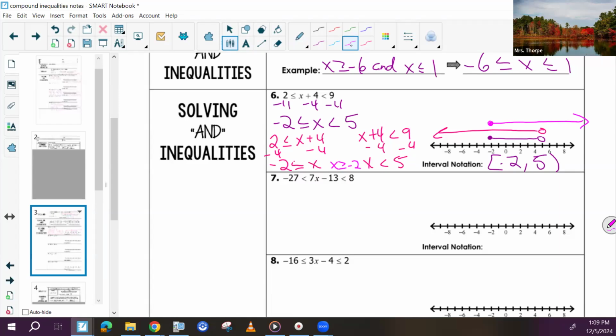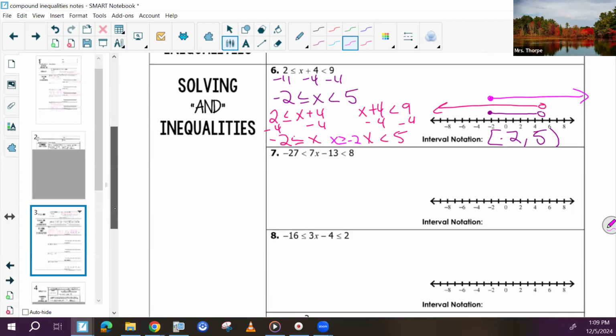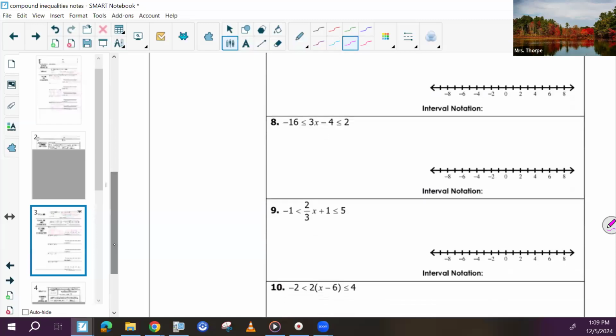Okay. Let's do another one, let's do number 8. How would I start number 8? Correct. And number 8, I'm sorry, you were on 2. Add 4, yes.